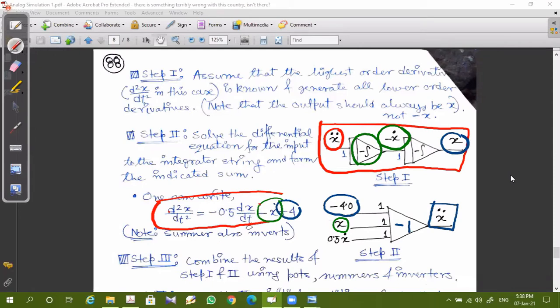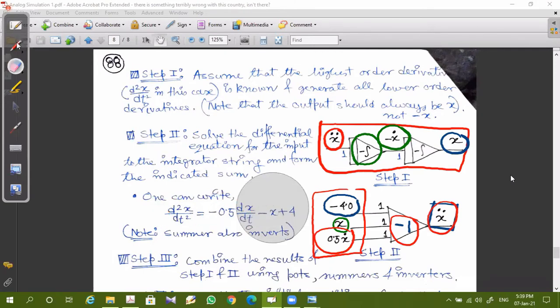Finally, we have minus 0.5 x dot. So we have to give 0.5 x dot to get minus 0.5 x dot. So at the end of all the summation with proper inversion, you're getting x double dot, that is nothing but this equation. Just check whether you're getting the correct equation or not.